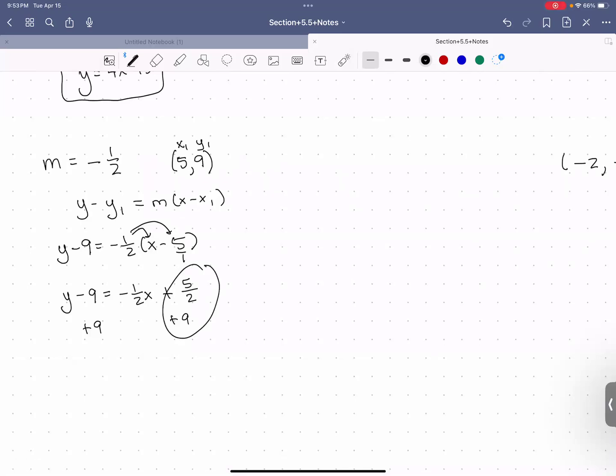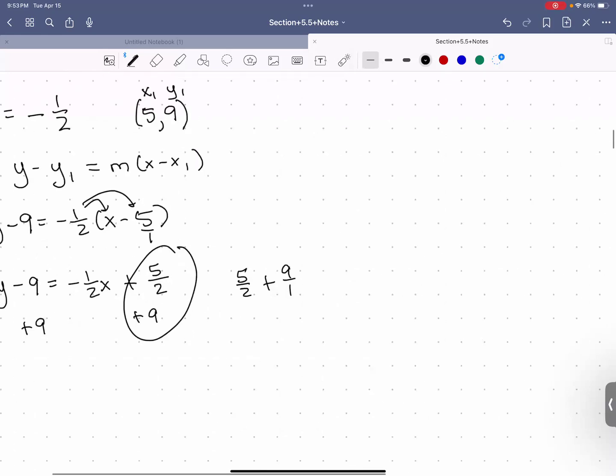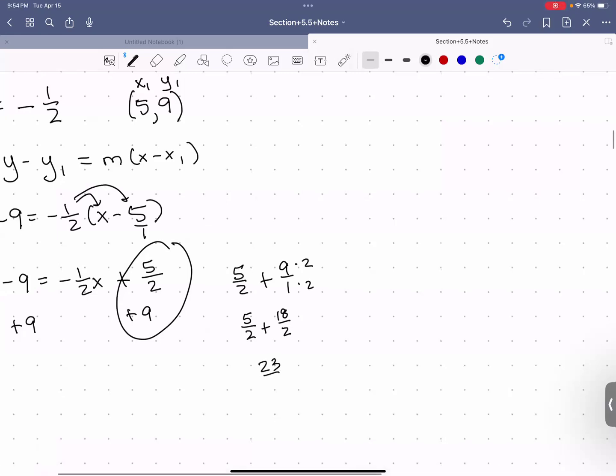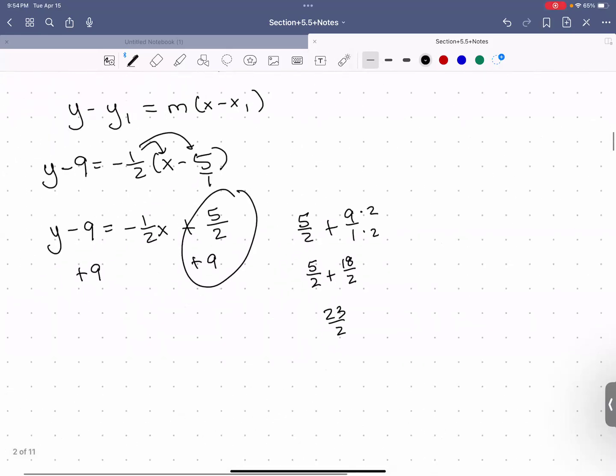Again, for fractions, we need a common denominator to add. If we have 5/2 plus 9, that's like 5/2 plus 9 over 1. Common denominator here would be 2. So I'll multiply the bottom and the top both by 2. 5 over 2 plus 18 over 2. When we add the two values on the top, 5 and 18 should give us 23 over 2. And so we could say that our equation is y equals -1/2 x plus 23 over 2.